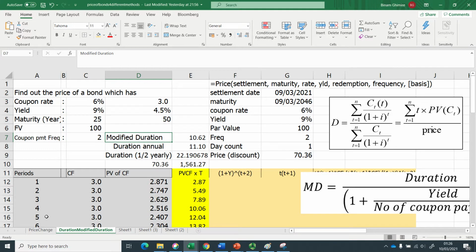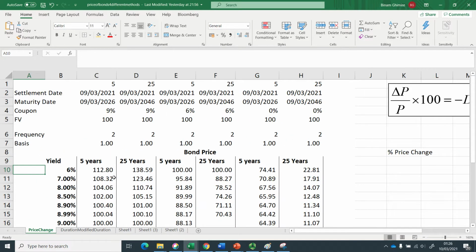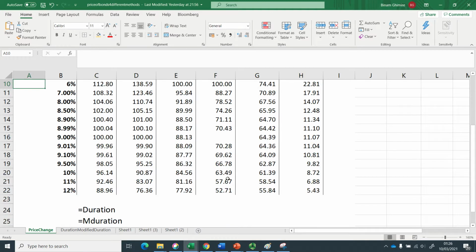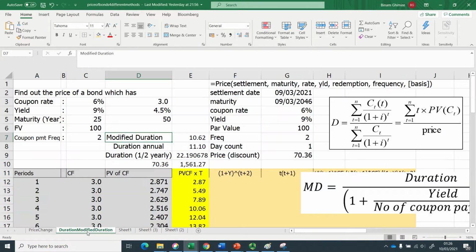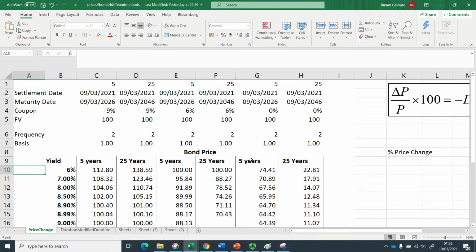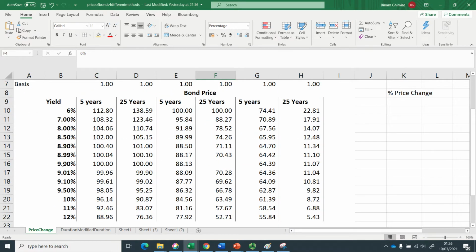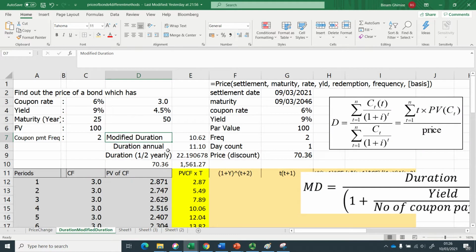So what I want you to do now is see the example here, wherein I have exactly the same case as the one I discussed here. Do not worry about other numbers here, just focus on this 25 years bond, which has a coupon of 6%. The yield is 9% here, so I just need to find the price of the bond, which we already computed as 70.36.